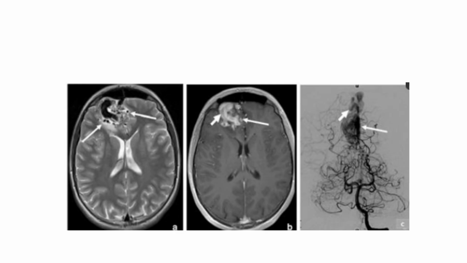This is the MRI. This is T2 imaging showing the flow void in arteriovenous malformation. This is T2 with contrast, and then this is digital subtraction angiography showing the nidus.